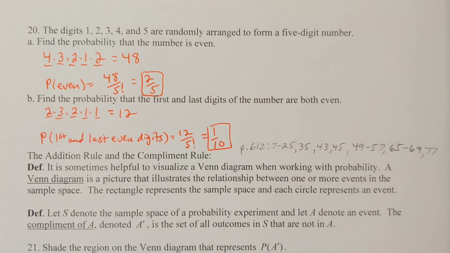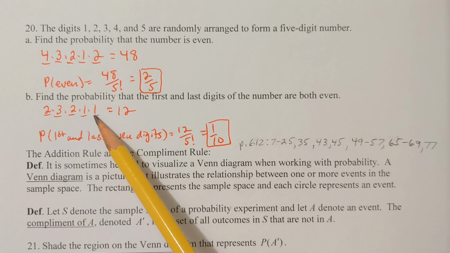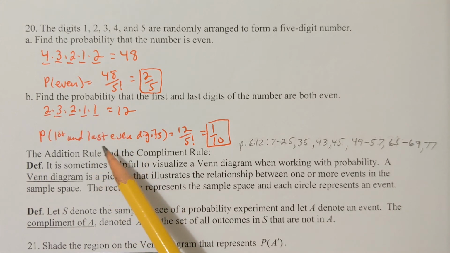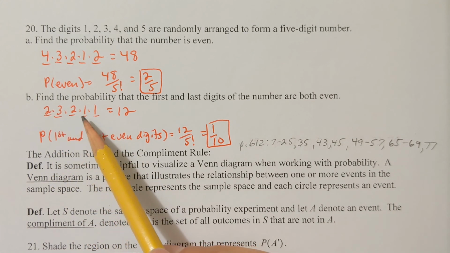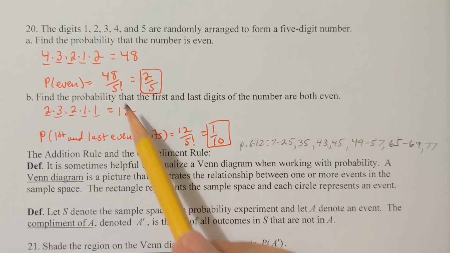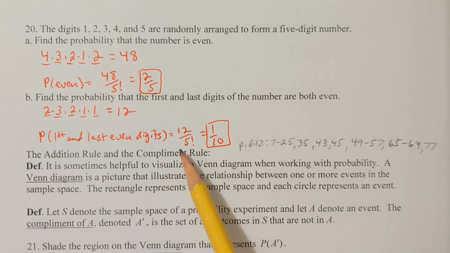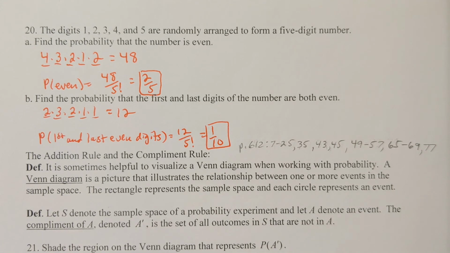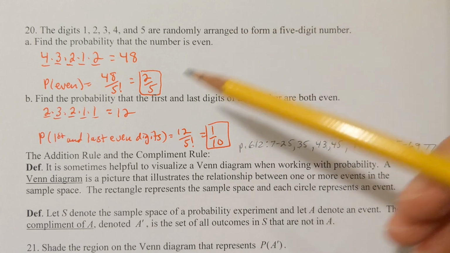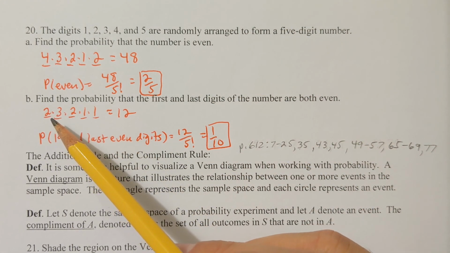Part B, find the probability that the first and last digits of the number are both even. Okay, so the first and the last digits have to both be even. The middle 3, of course, are going to be all odd. So the probability that the first and last digits are even numbers. Again, the sample space is 120, or 5 factorial. So the number has to end in a 2 or a 4 and begin with a 2 or a 4.